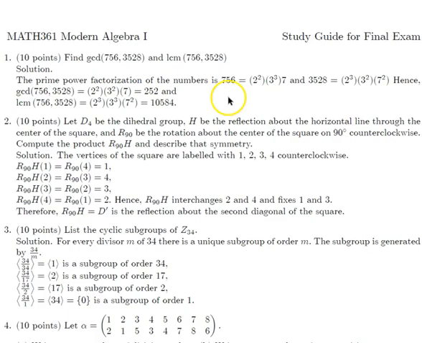Then we go over the prime powers to write the GCD. We pick the smallest of the two prime powers involved in both numbers. And for the LCM, we write the largest prime power involved in either of the numbers.